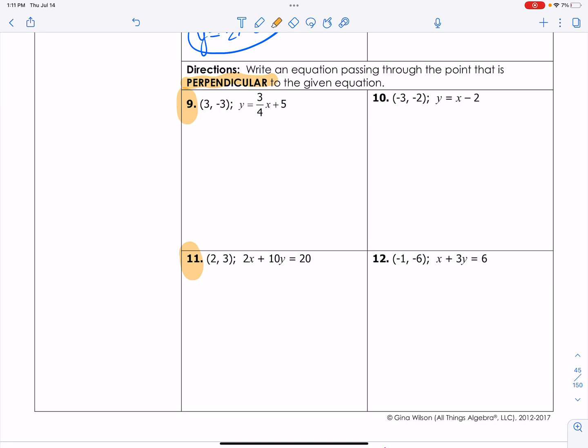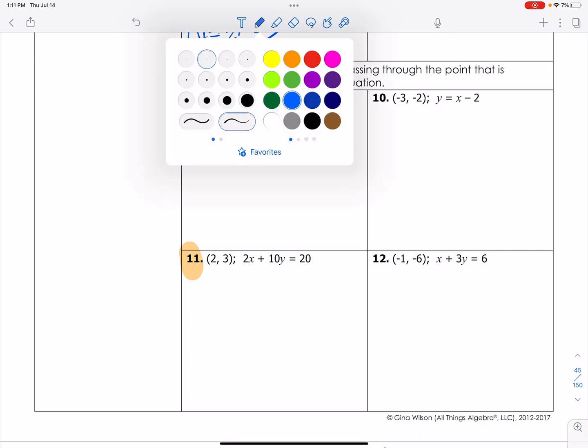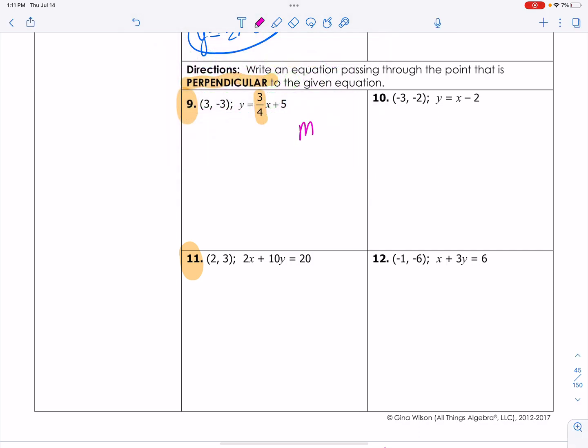Okay, so on perpendicular, I don't want 3/4. I want the opposite reciprocal of that. So that's the slope I'm going to use. And I'm going to do y equals mx plus b. That is negative 12 over 3, so that's negative 4. So I'm going to add 4, and I get 1. So my answer is y = -4/3 x plus 1.